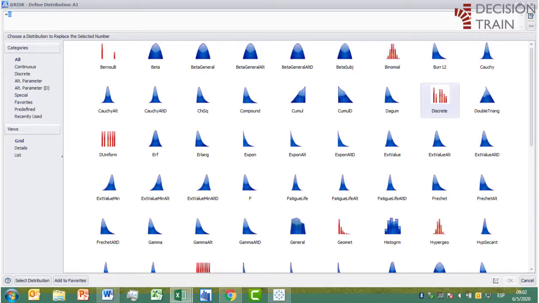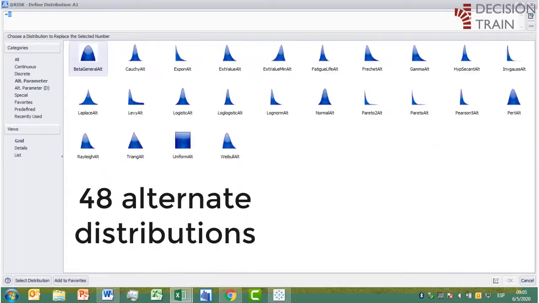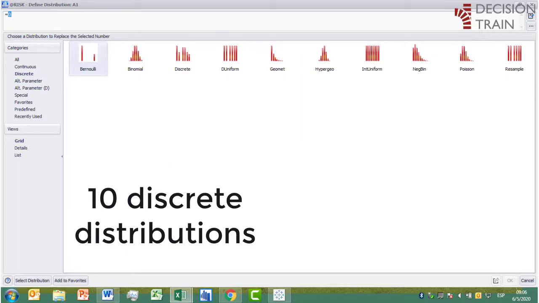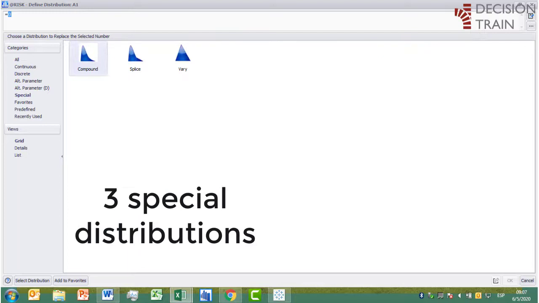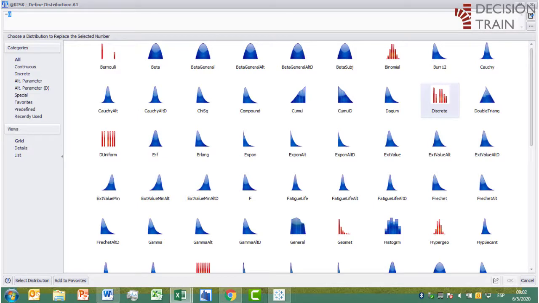On @RISK's version 8, there's an array of 97 continuous and discrete distribution functions to choose from, including 48 alternate distribution functions, ascending and descending. We will come back to the concept of alternate distributions later on. Also, there are 10 discrete distribution functions to choose from the palette. There is also a collection of 3 additional special distributions. Therefore, @RISK makes available 97 distribution functions.